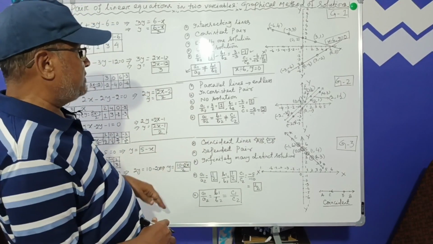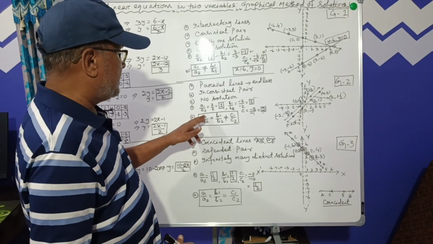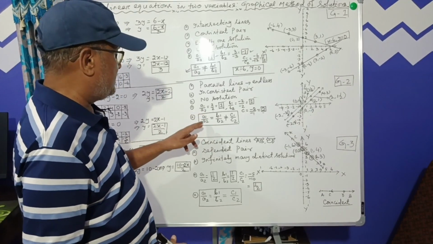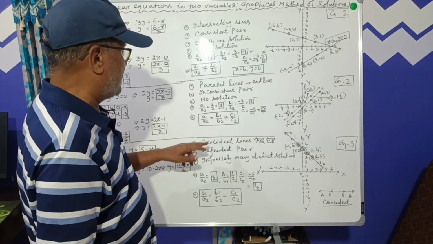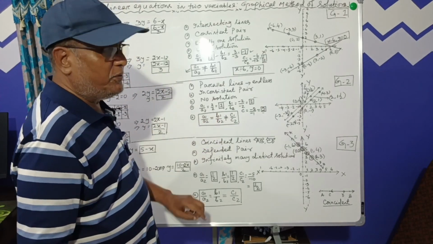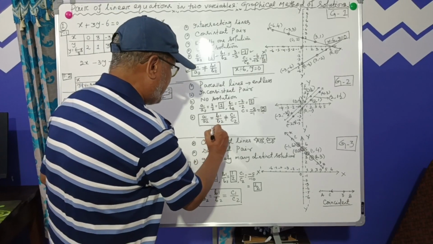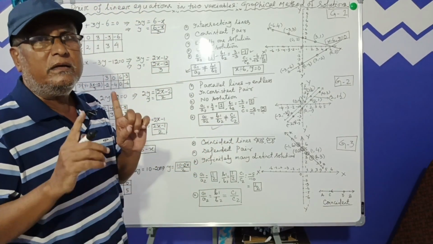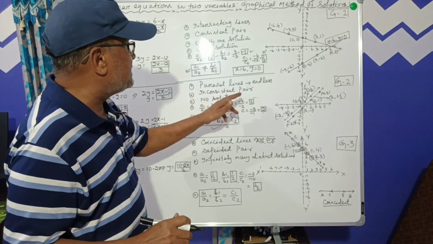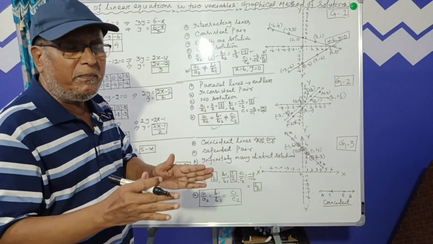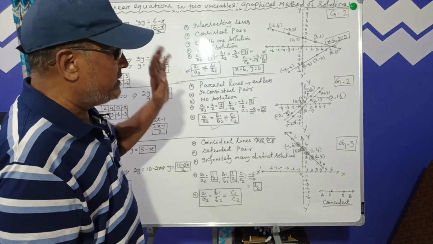Now you see what formula we got. The ratio A1 by A2, the coefficients of x of the first and second equations, is equal to B1 by B2 and is not equal to C1 by C2. If this is the condition, then the two lines will be an inconsistent pair, they will be parallel lines. They cannot intersect and they don't have a solution.